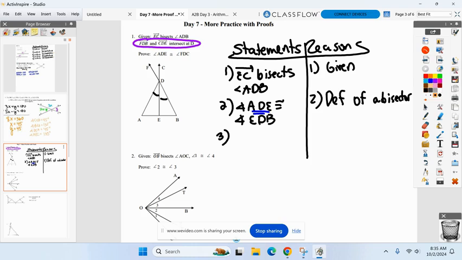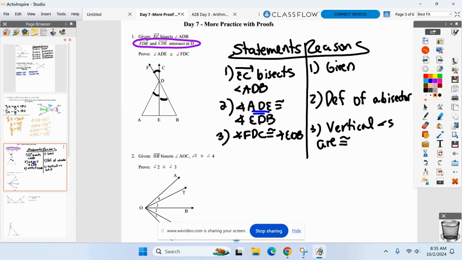There we go. FDC, this one right here, and the one we've already marked, EDB, those are vertical angles. And we learned from yesterday, if they're vertical, they're congruent. Nice. I love it. FDC congruent to EDB. What's your reason here? It is on your sheet. Vertical angles are congruent. I love it.